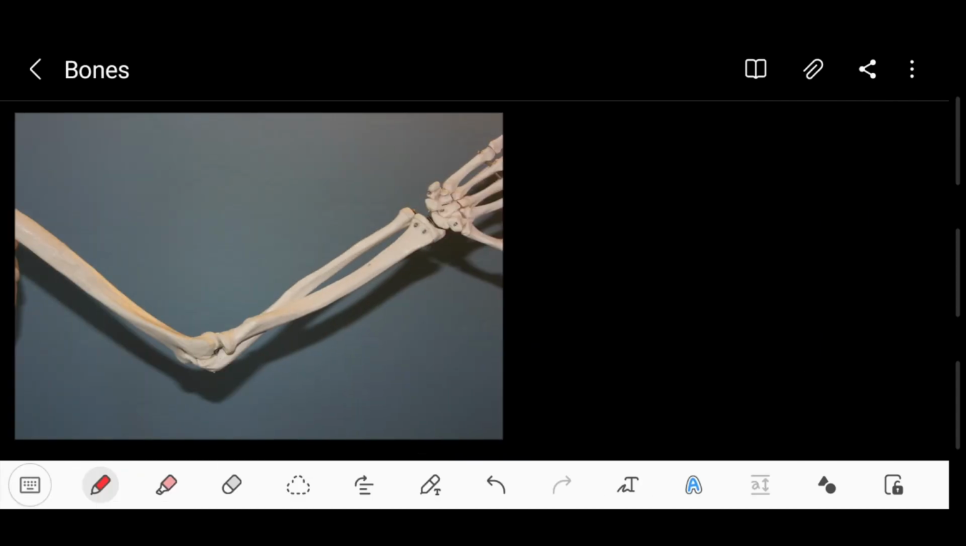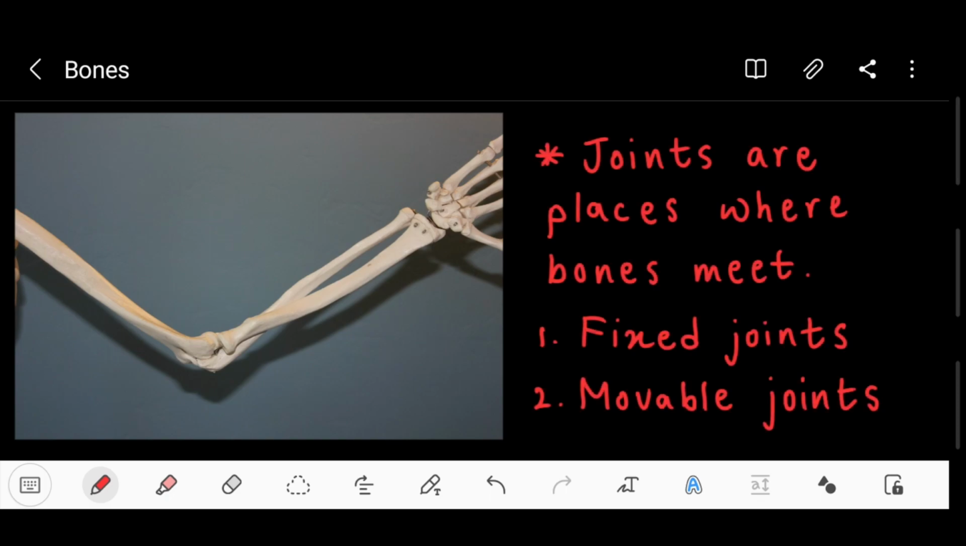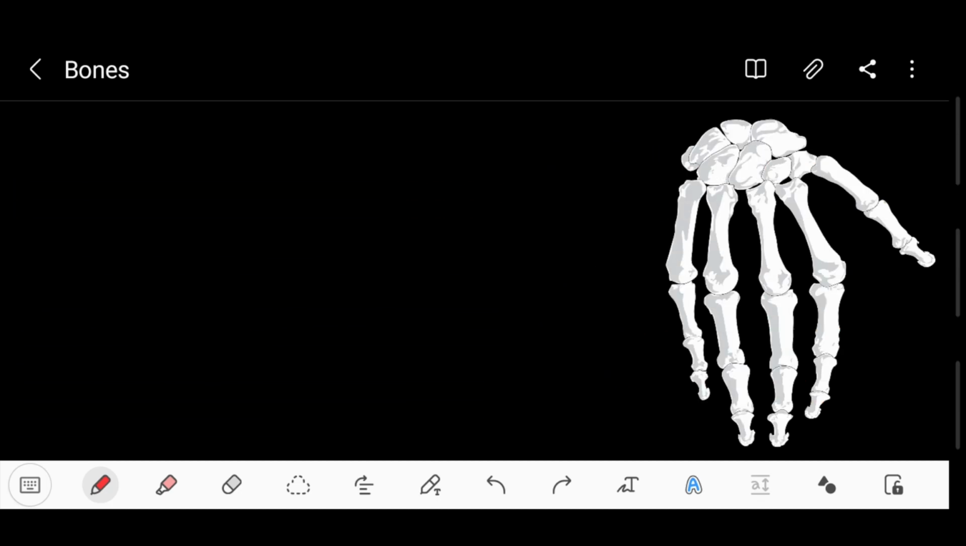Next, we move on to joints. What is a joint? Joints are places where bones meet. In this picture, we have a bone over here and a bone over here, and in the middle, the place where it meets is known as a joint. There are two types of joints. The first one is fixed joints and the second one is movable joints. Fixed joints can be found in your skull and movable joints can be found in your elbow like in this one.